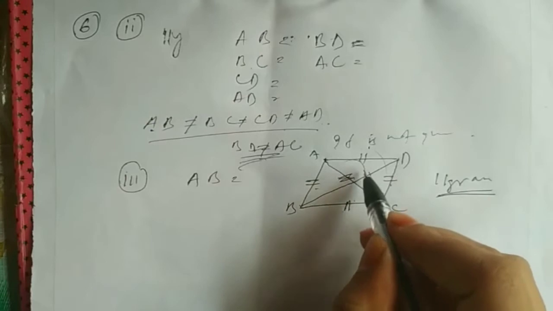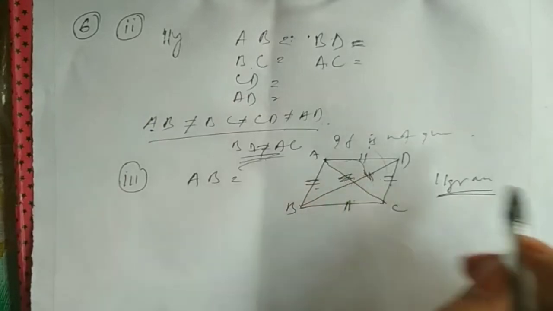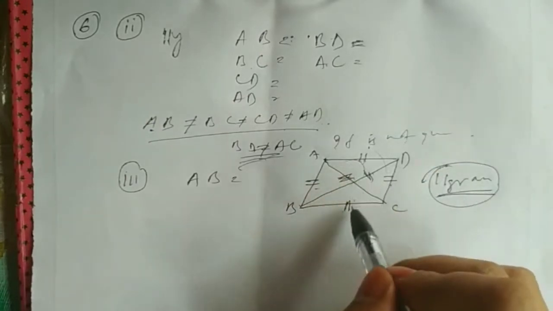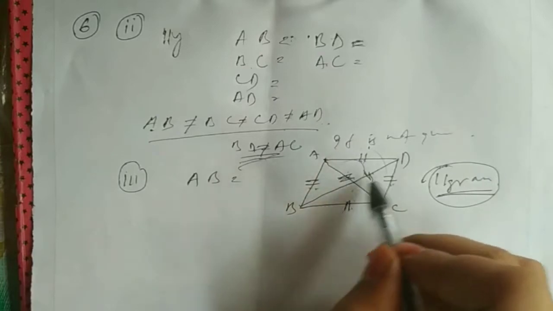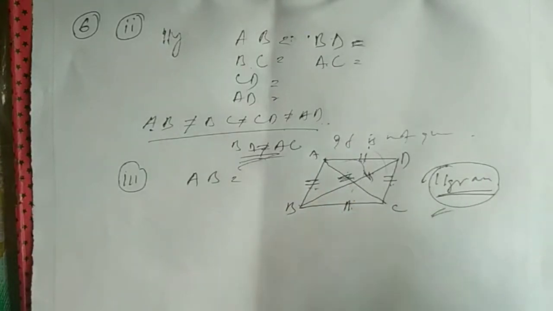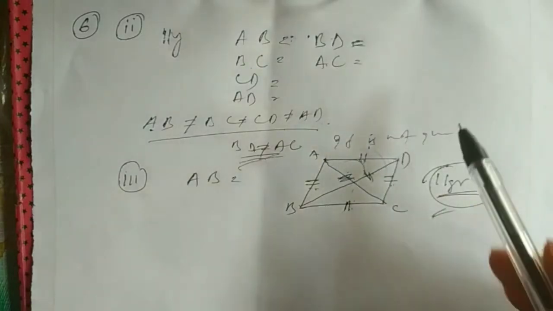Rectangle hole, the diagonals are equal, AC equals BD. But in a parallelogram, the opposite sides are equal and the diagonals are not equal. So this is a parallelogram.